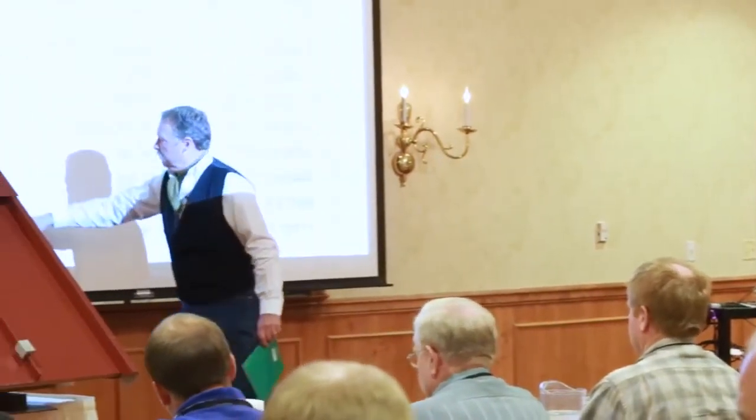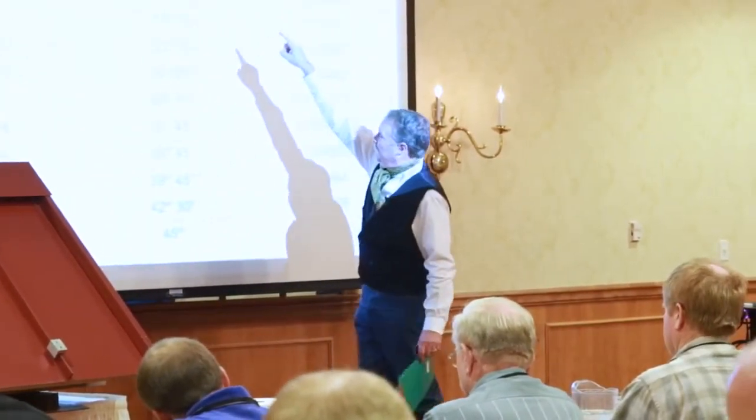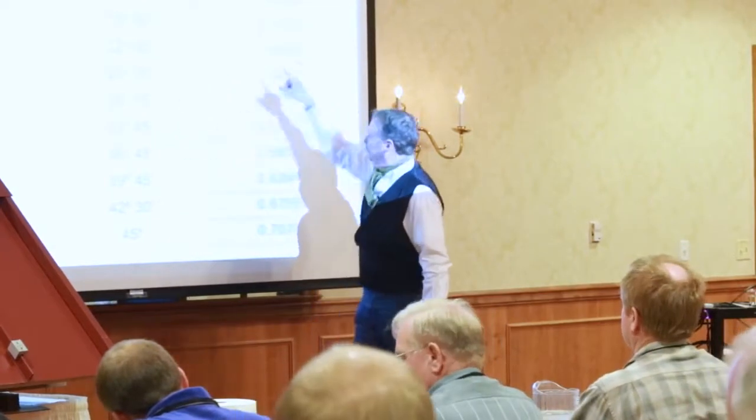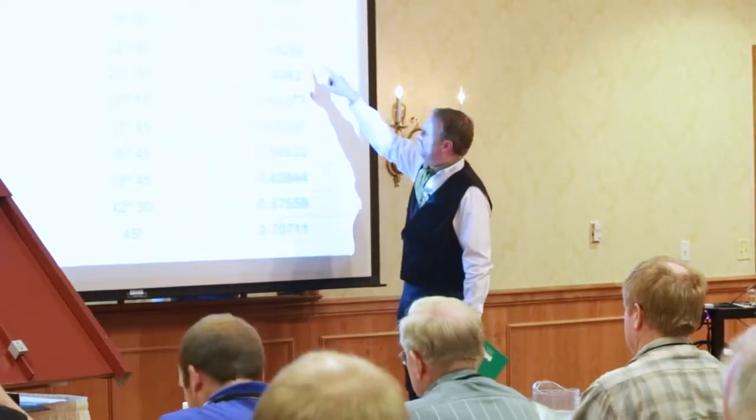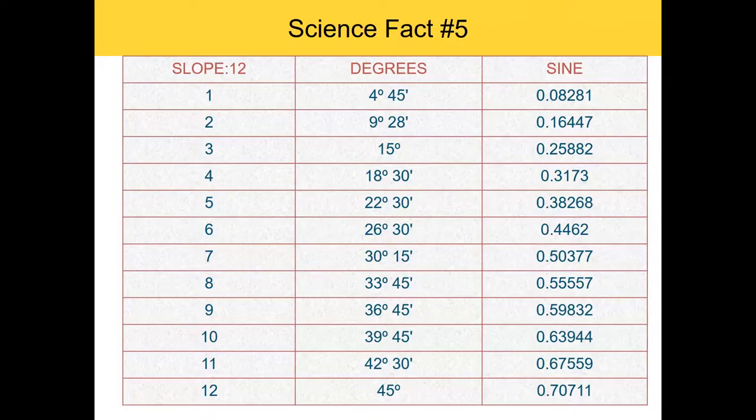So this takes your slope in units, and it tells you how many degrees that is, and then it also tells you the sine of that. So notice that as the slope gets lower, a 1:12 is 0.08, and when you get up to a 12:12, which is 45 degrees, right, it's up to 0.7. And you go steeper than that, it gets closer and closer to 1.0. Everybody see that?